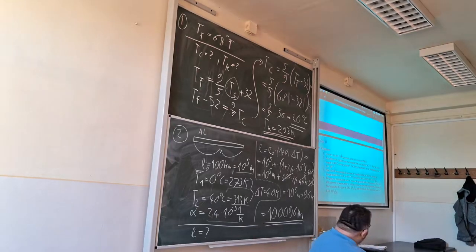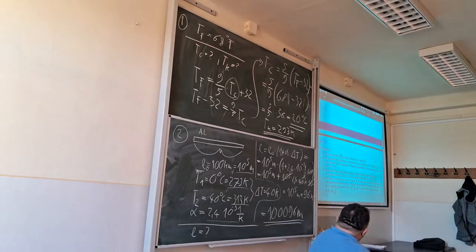Okay, next one. How much heat energy do we need to transfer to 3 kilograms of water to increase its temperature from 30 Celsius to 50 Celsius? The specific heat capacity is 4.19 times 1000 joule per kilogram per Kelvin.